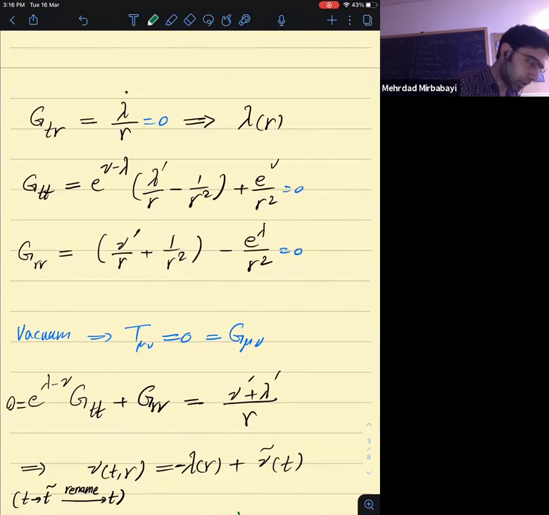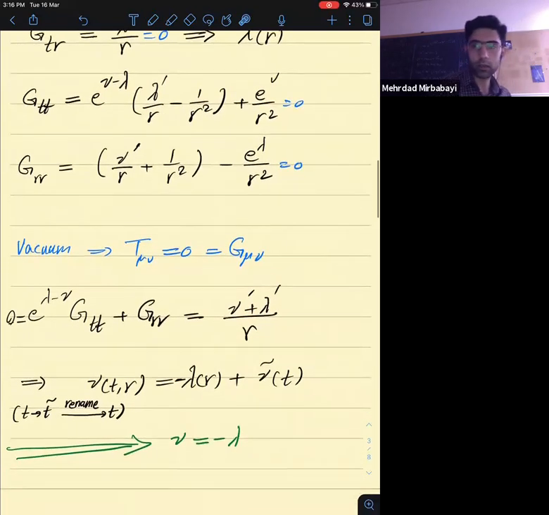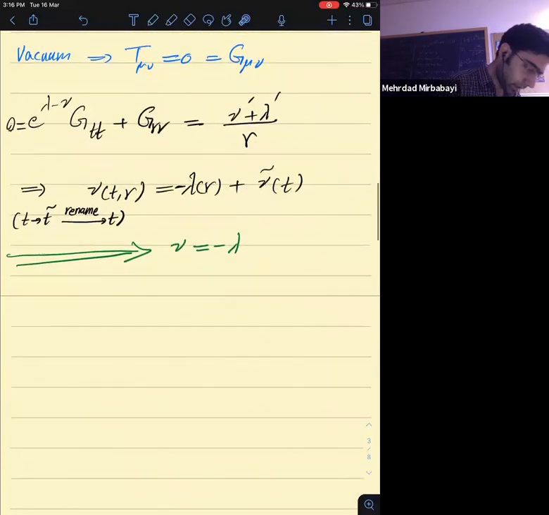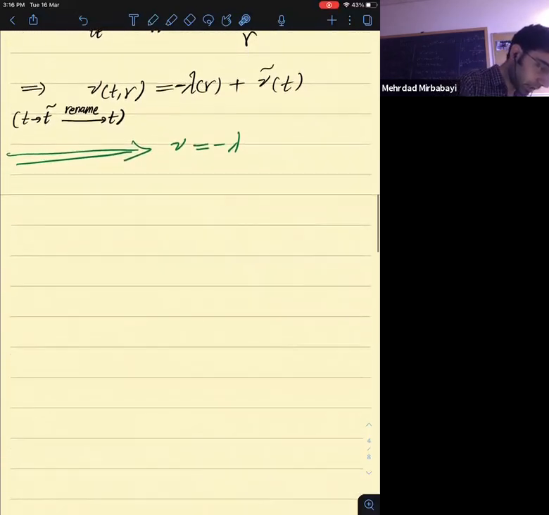Now we can just solve this equation. We could even solve it before, but now we know that once we know lambda, we know everything. So we just solve this equation. This is a first order ODE, very easy to solve. The answer is log of something. Once we plug it inside the metric, we will get the famous Schwarzschild metric.